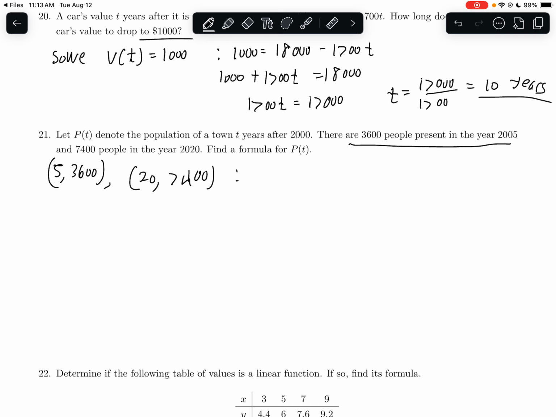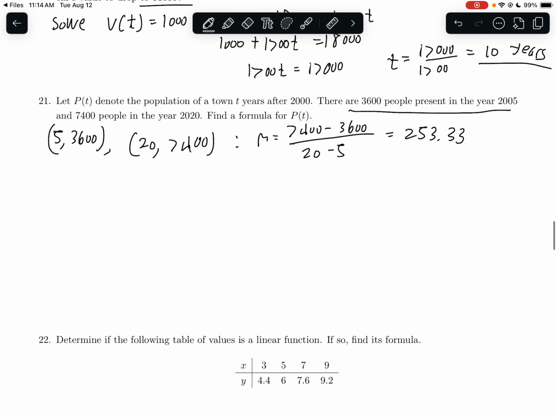So from these, the slope is, again, y2 minus y1. It doesn't matter the order you pick. So 7,400 minus 3,600 over 20 minus 5 gives us, you can do this on your calculator, 253.33 for the slope. Now, you can do point slope form.